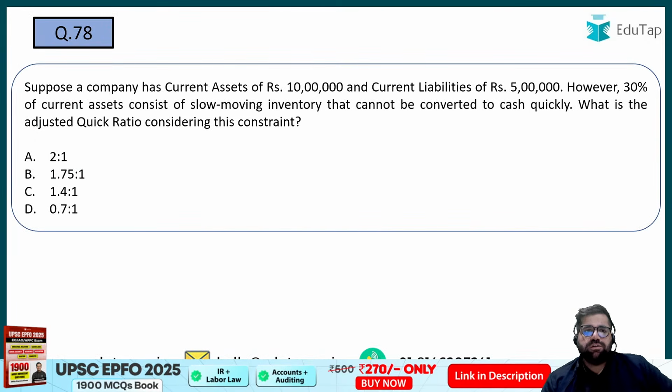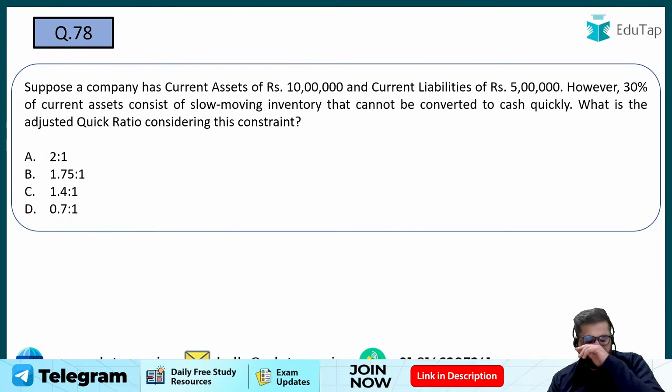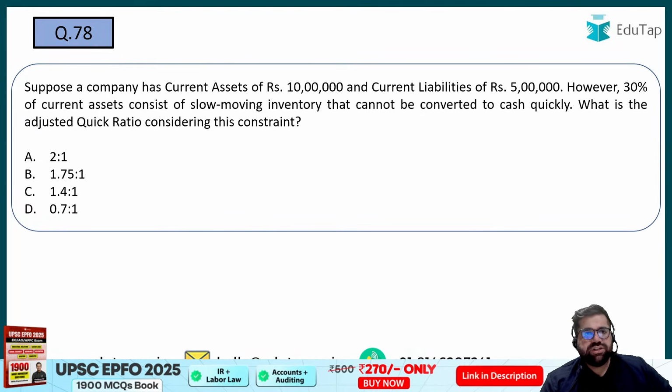Right? Question number 78. Chaliye. Now you have to use your brain. More and more numericals will come. Chaliye. Question number 78.